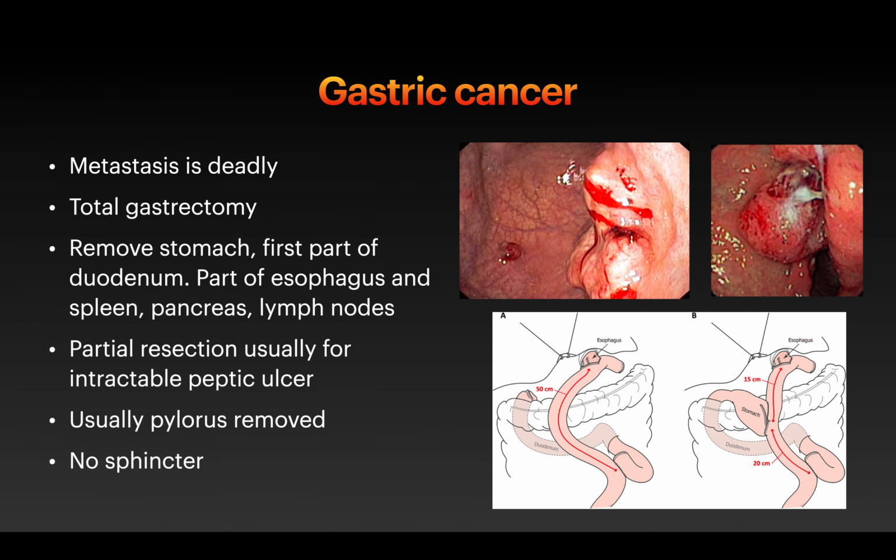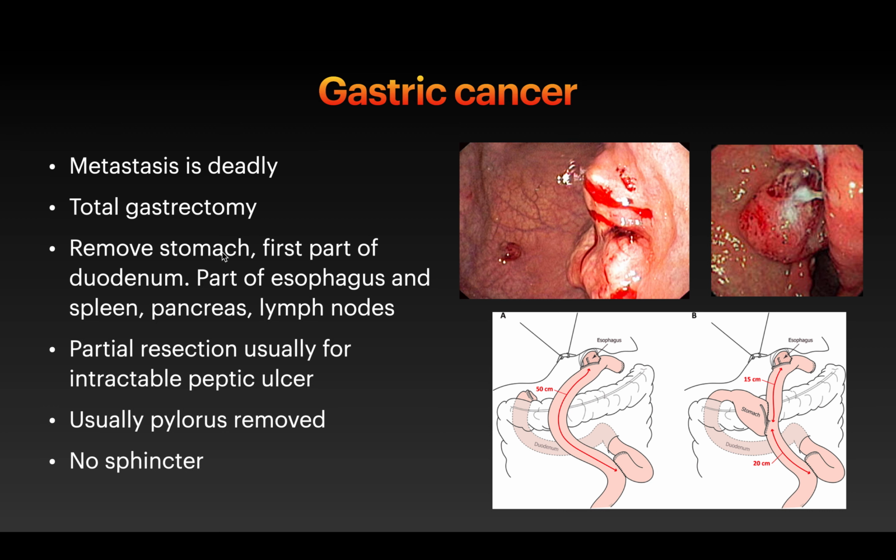Okay, so gastric cancer is pretty terrible because metastasis is deadly. Remember when we covered all of the lymph nodes and how many there were and what they flowed into? That's why it's a problem. So use the gastroscopy to see if there's any suspicious growth there. These are suspicious because they're bleeding and they're irregular, like how much fresh blood there is.